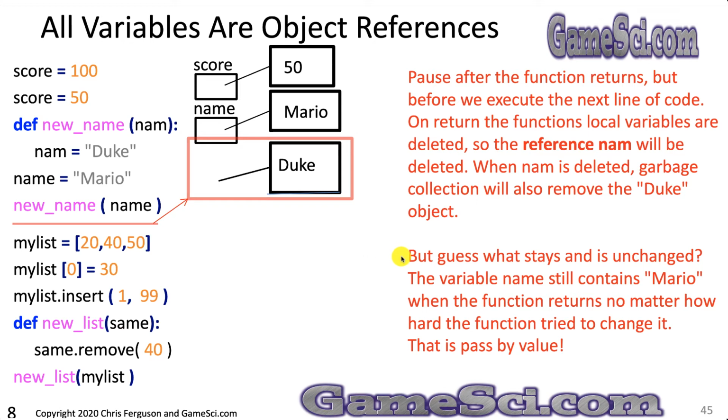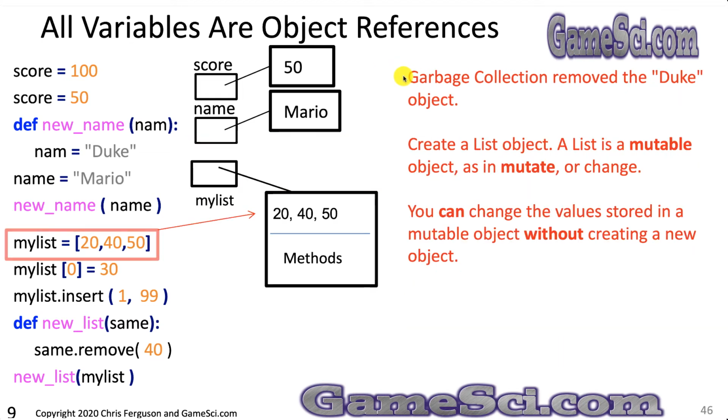But guess what stays and is unchanged? The variable name still contains Mario. When the function returns, no matter how hard the function tried to change it, name will still be pointing to Mario. That's what pass by value means. I can pass you a variable as a parameter, and nothing the function can do can change the value in that variable.